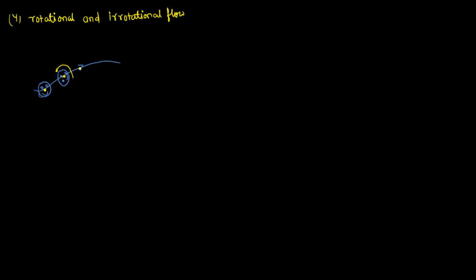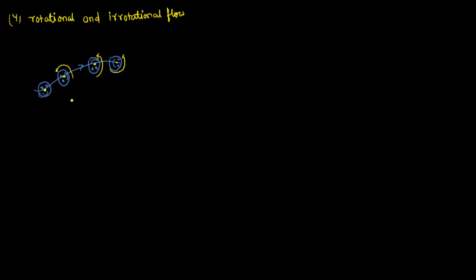Okay, when it's moving along this line, it is rotating. Which means when it moves further, it will look like this, and further, it will look like this. So when it's moving, it's rotating about its own center of mass. This is the center of mass of this particle. So we can provide a definition for the rotational flow.